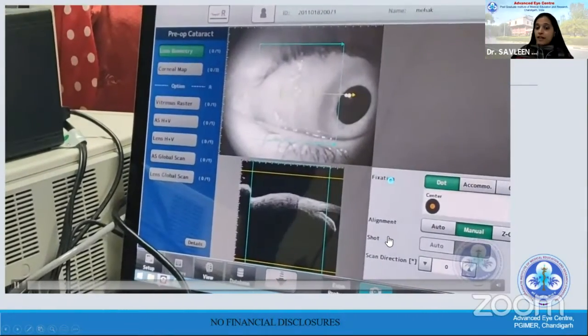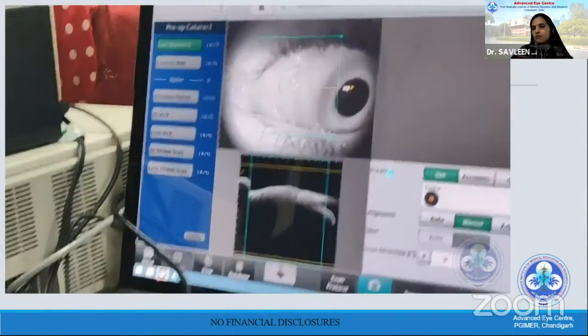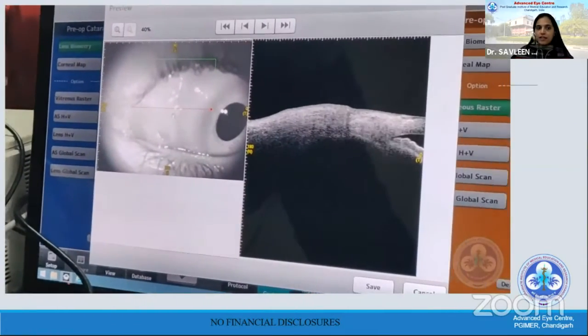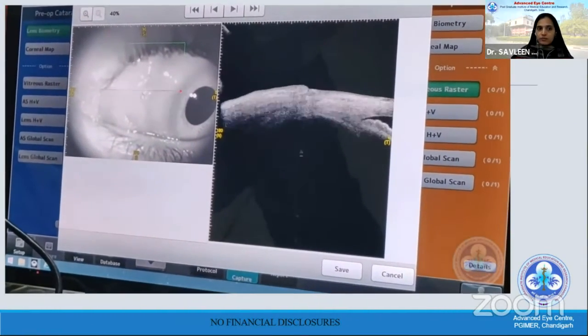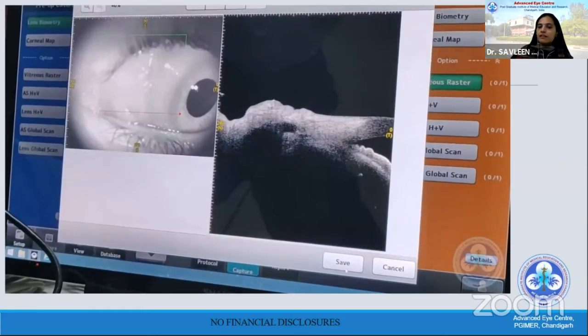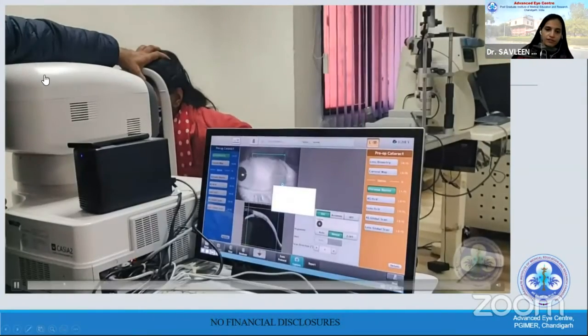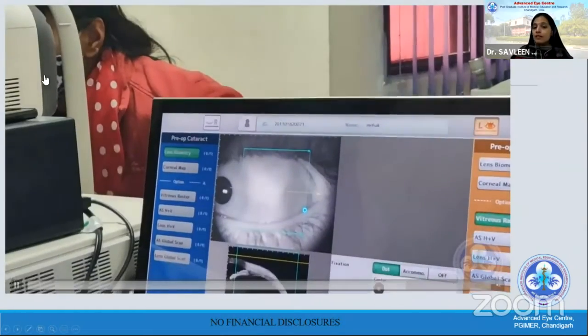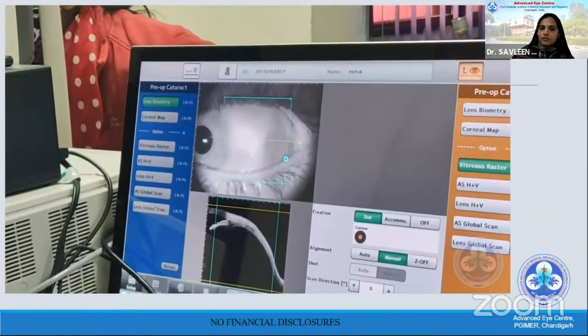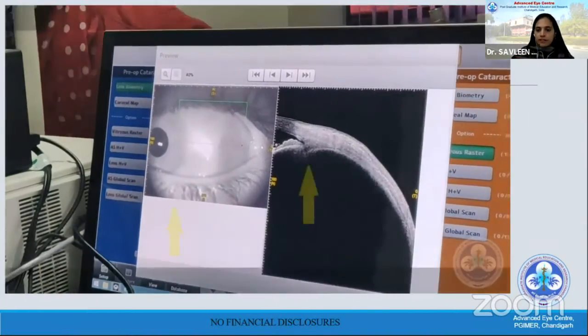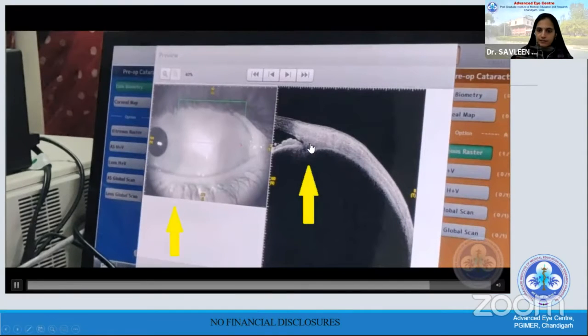The acquisition is quite quick. This is an unedited video, so it just takes about, say, 3 to 4 seconds. And you can actually scan the whole breadth of the muscle and see if you have got a good scan. And then again, you save it for your future reference and you ask the patient to look in the opposite direction to image the corresponding muscle, the lateral rectus in this instance.